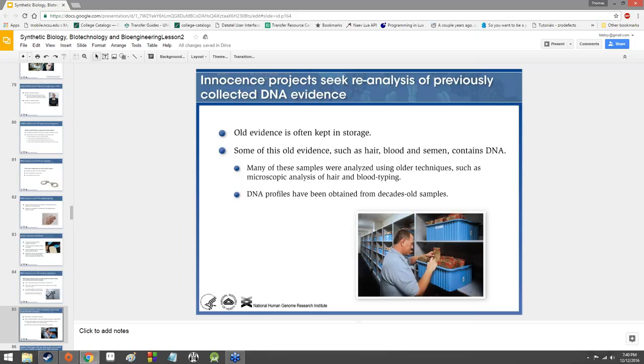Some of this old evidence, such as hair and blood, contains DNA. Now, many of these samples were analyzed using older techniques, such as microscopic analysis of hair and blood typing. But DNA profiles have been obtained from decades-old samples. Whereas in the past, blood typing tended to be a lot more common. You know, I'm O negative. Even being O negative, I know that there is a significant number of people in the world who share my blood type.